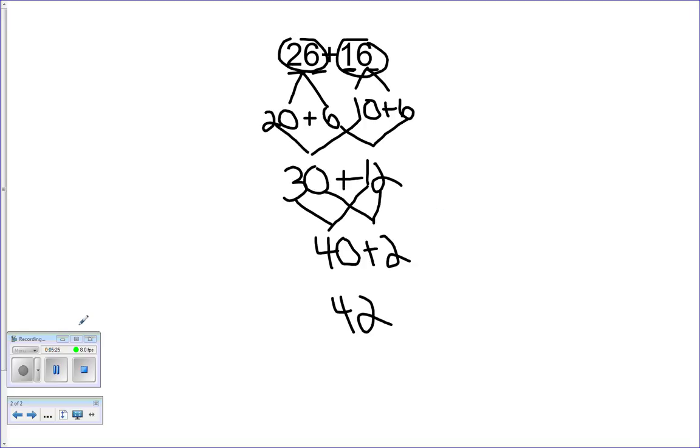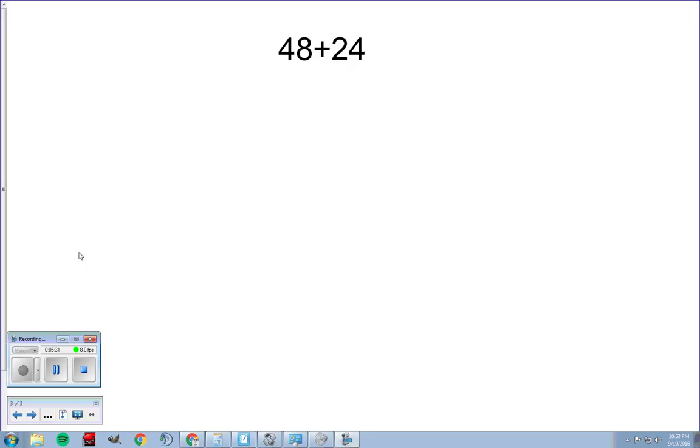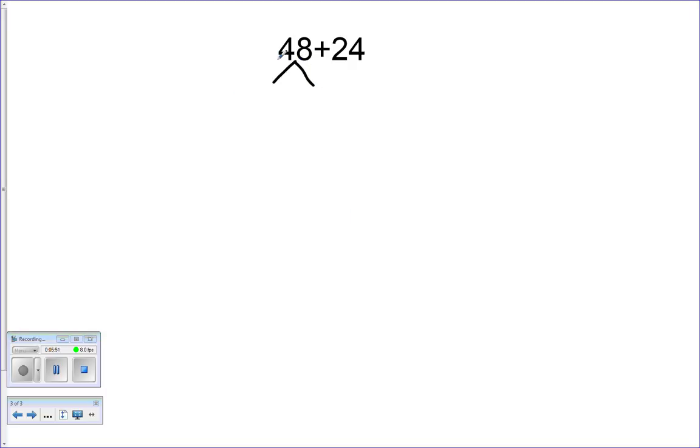Okay? I think that you guys are pretty strong on that. And because I think you guys are so strong in that, let's go ahead and take a look at a more difficult problem. We have discussed at length, okay, that means we have talked about it a lot, looking for friendly numbers. Okay? Since we are in the habit of decomposing our numbers while we're practicing our place value, I'm going to decompose it into the tens and the ones. I have 4 tens, which is the number 40, and 8 ones. And here I have 2 tens, which is 20, and 4 ones.